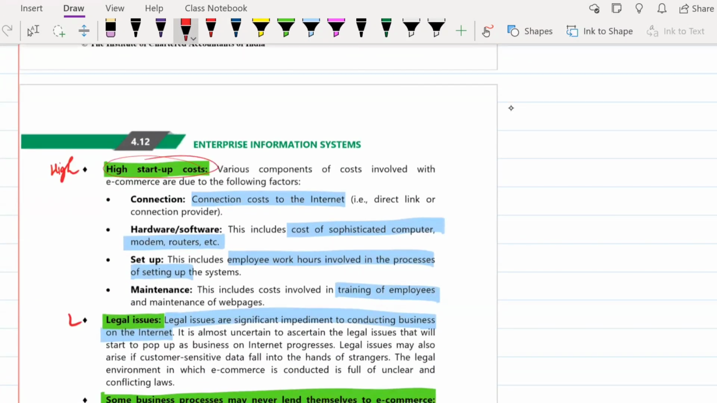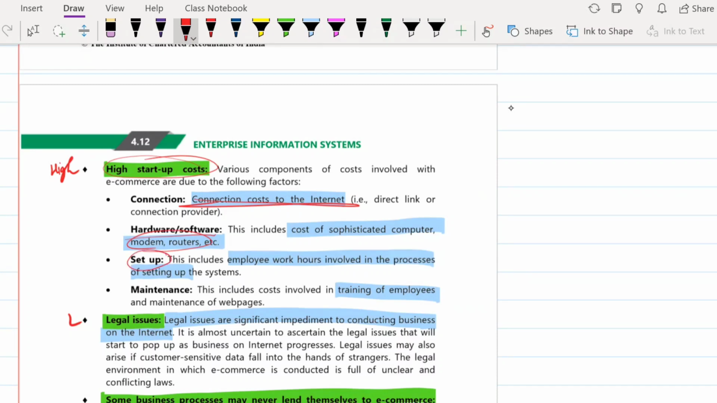Next is high startup cost. Even though you have to start an e-business, I'm not very sure if you guys know how much people charge to make a website, or to make a mobile app. Just to make a mobile app nowadays, people are charging around 1 lakh, 1,50,000 also. Okay, so the startup costs are very high. First, you would need internet, so the internet cost will be there. Next is hardware and software you will require, because you will have to set up the modem, the routers and all of this.